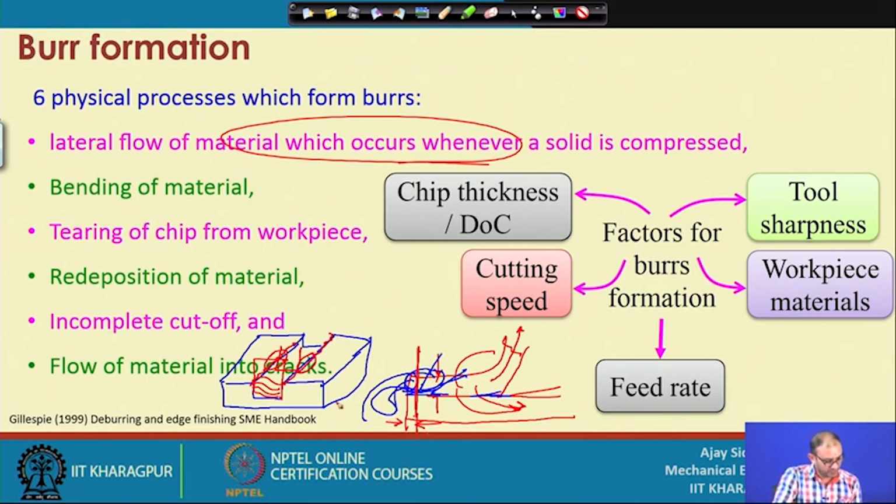Flow of material into the crack. Whenever you are machining a brittle material, the crack is propagated and some material also flows into the crack, and that will become a part of the burrs. So, these are the different physical processes by which you get burr formation in the machining operation.